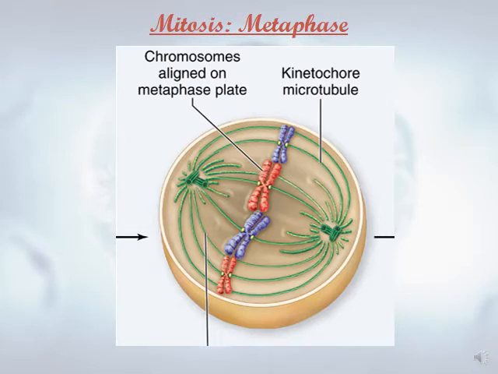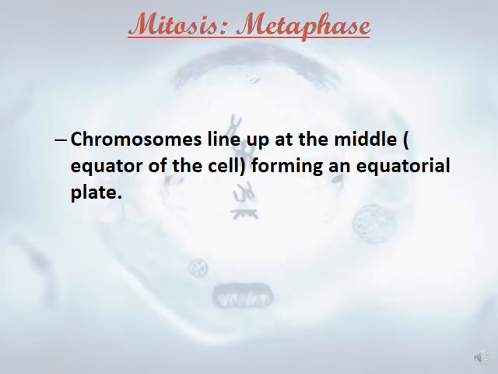After prophase, we have metaphase. As you see here, in metaphase the chromosomes line up at the middle of the cell, forming what is known as the equatorial plate. So here, chromosomes line up in the middle of the cell, at the equator of the cell, forming what is known as the equatorial plate.